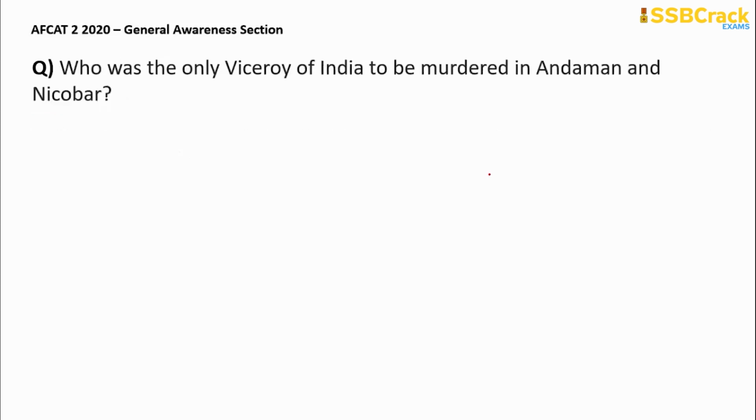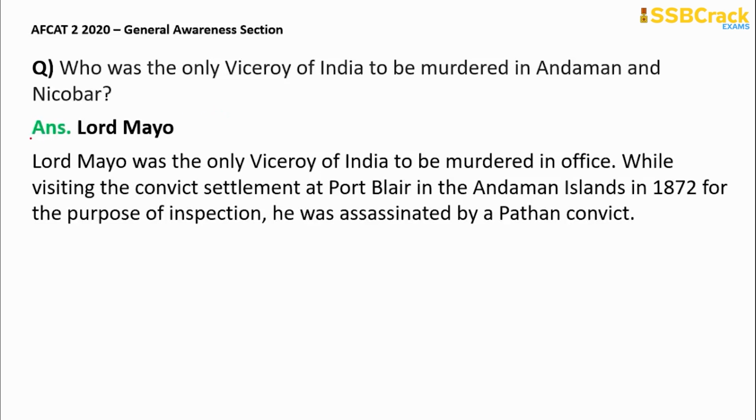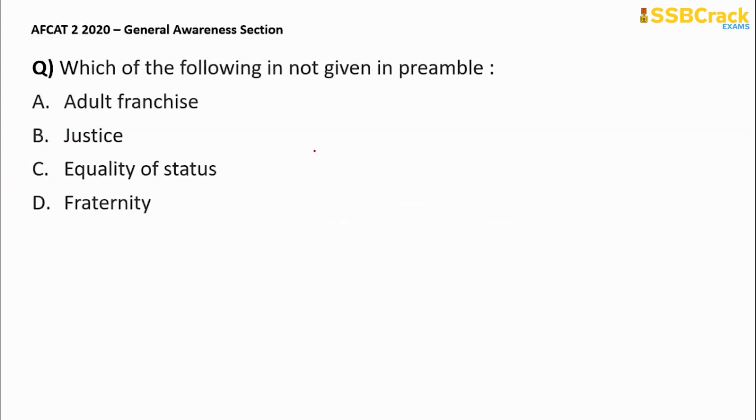Next question, who was the only viceroy of India to be murdered in Andaman and Nicobar? So the answer is Lord Mayo. Lord Mayo was the only viceroy of India to be murdered in office. While visiting the convict settlements at Port Blair in the Andaman Islands in 1872 for the purpose of inspection, he was assassinated by a Pathan convict.